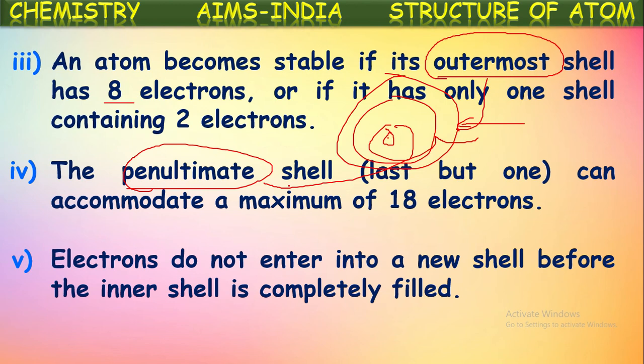One more: electrons do not enter into a new shell before the inner shell is completely filled. Yes, this is the rule. This is also one: first, electrons will occupy the lower energy levels. After completely filling these lower energy levels only, electrons will enter into higher energy levels. So by using all these rules, we can understand the electronic configurations.